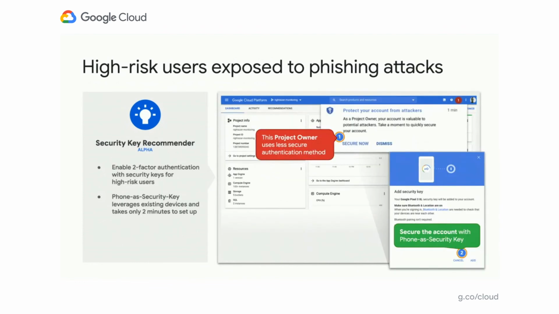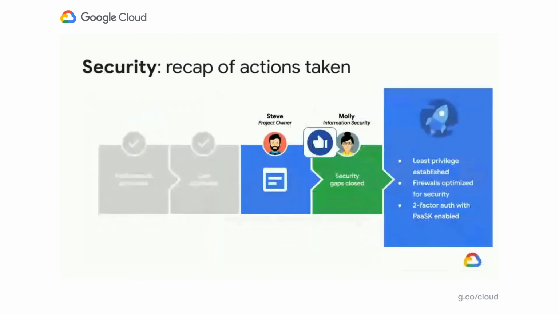Now, in the area of protecting his power users' identities, Steve can turn again to Active Assist for help. He enables the phone as a security key recommendation from Active Assist for his organization's most at-risk users. And these are users who have broad permissions, access to all the sensitive data in their project, and they pose a high security risk if their identities are stolen or compromised in any manner. He's very happy about the progress he's made so far.